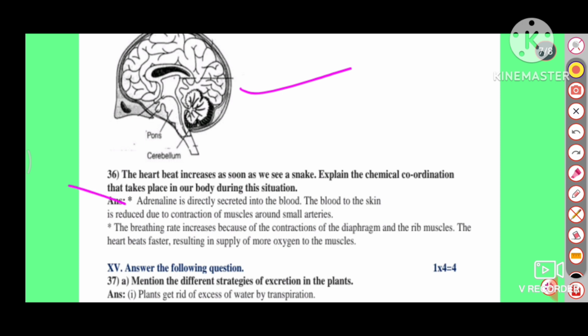Answer is, adrenaline is directly secreted into the blood. The blood to the skin is reduced due to constriction of muscles around small arteries. The breathing rate increases because of the contractions of the diaphragm and the rib muscles. The heart beats faster, resulting in supply of more oxygen to the muscles.